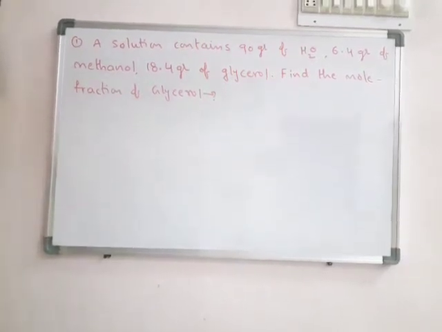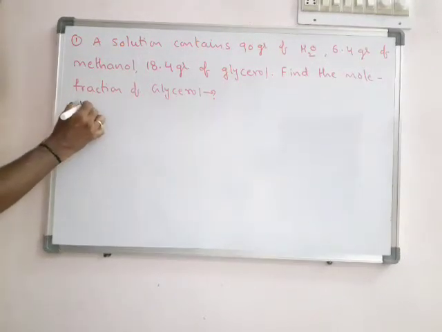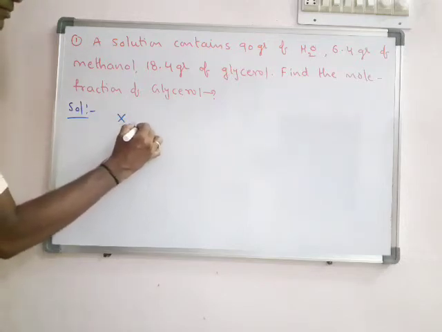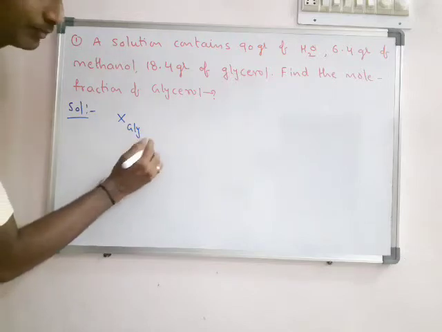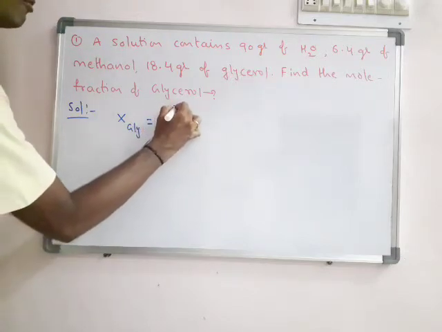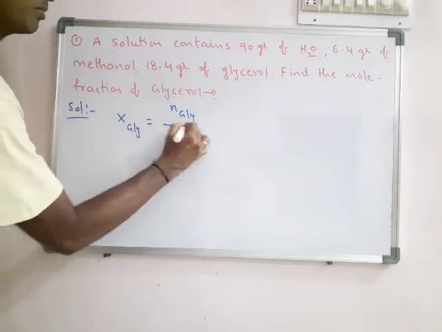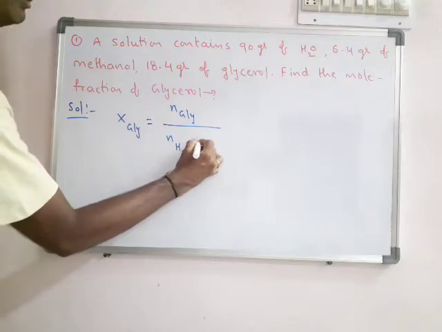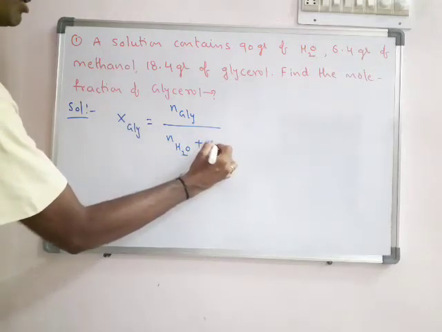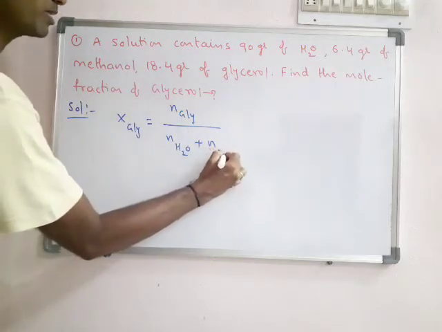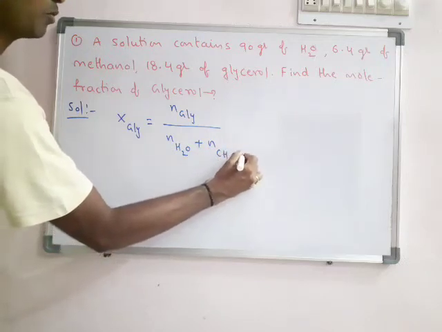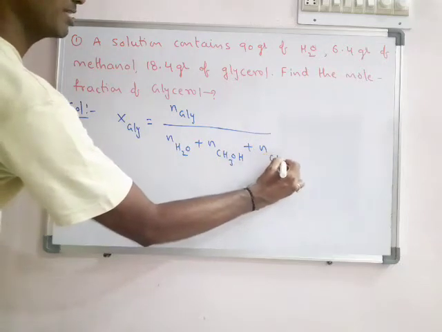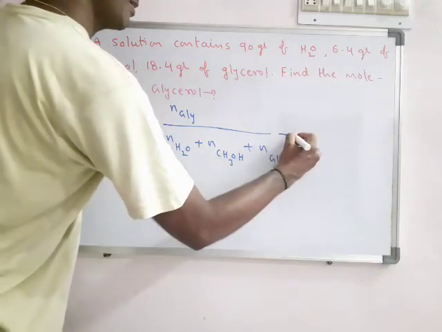So first we write the formula. Mole fraction of glycerol, I am using GLY. Mole fraction of glycerol equals number of moles of glycerol by total number of moles. Number of moles of water, next number of moles of methanol. Methanol means what is the formula? CH3OH. Next, number of moles of glycerol. Okay, so it is equation 1.